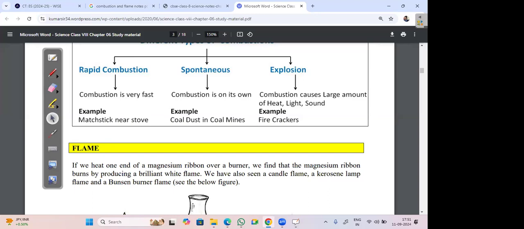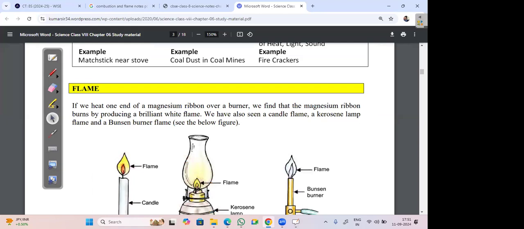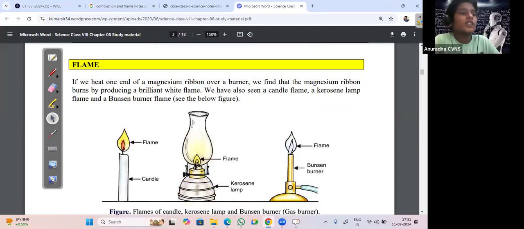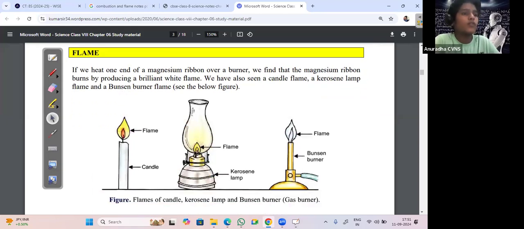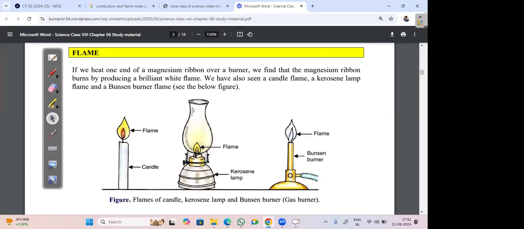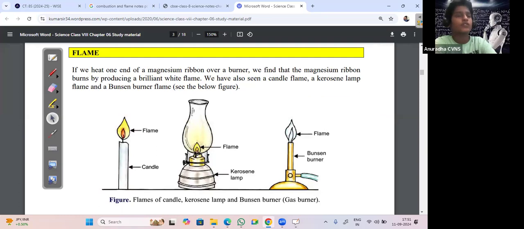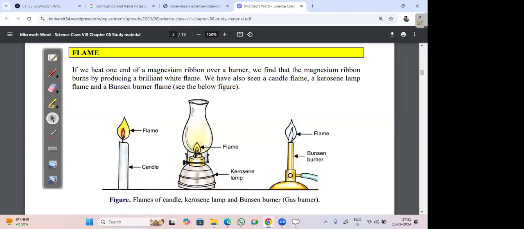I'm not sure. Okay, let's continue with the flame. The next topic is flame. Sir, I have seen this in Dr. Banner, sir. White phosphorus is dangerous. That's why they use red phosphorus. White phosphorus is dangerous. It can burn on its own.